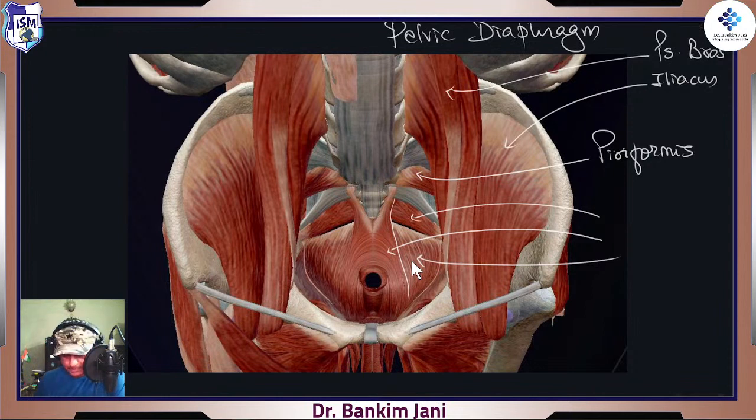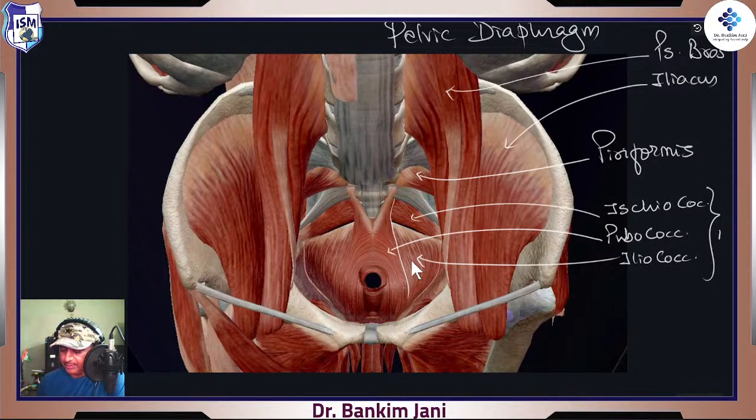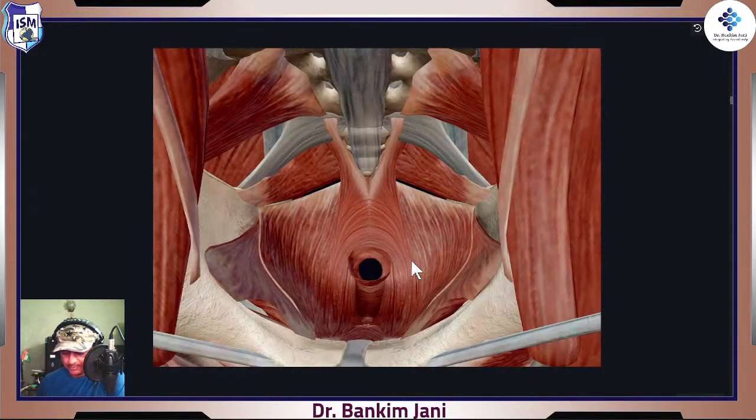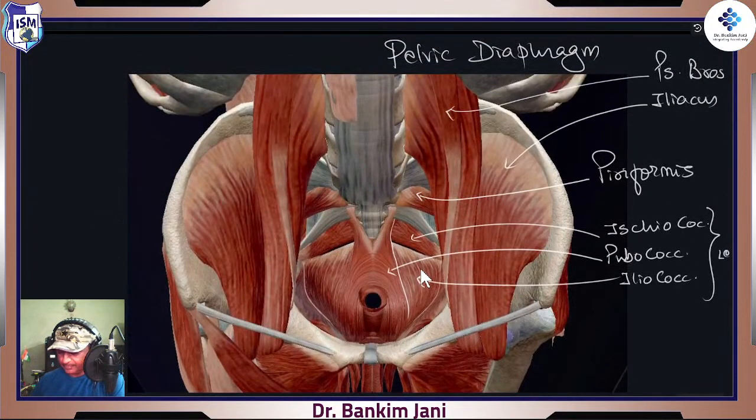This one, which is going all the way, we'll call pubococcygeus. This is iliococcygeus. And the one which is going on the lateral side is ischio-coccygeus. Collectively, levator ani. Fine.